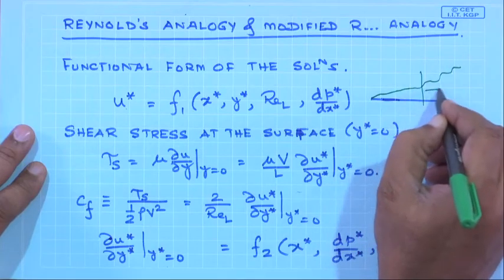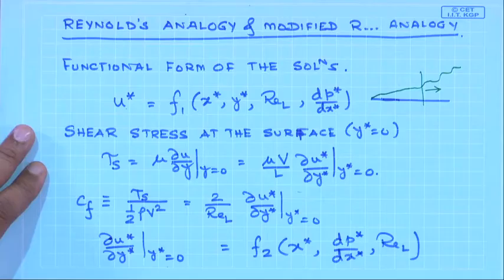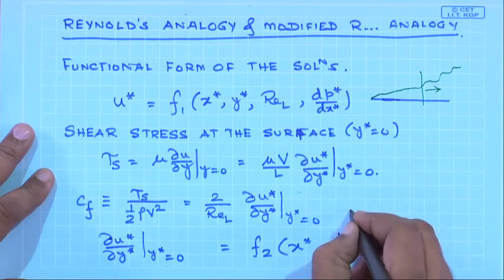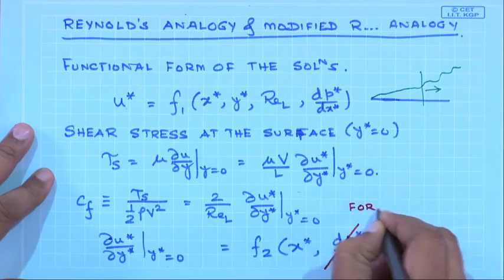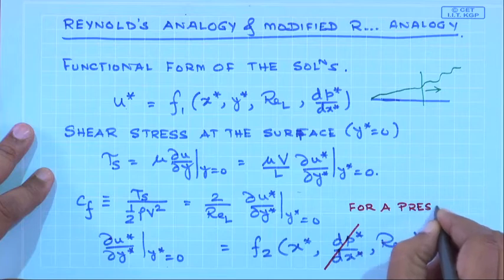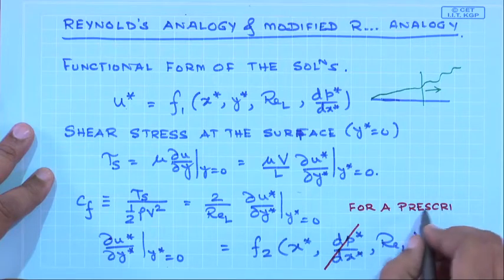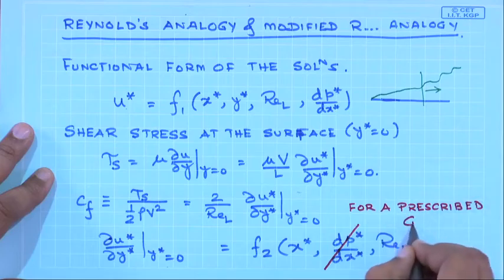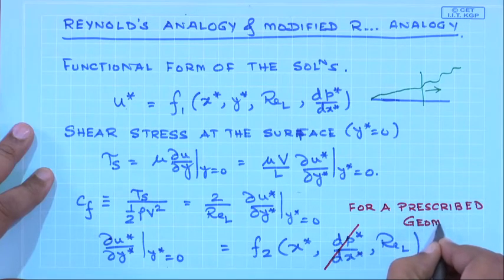Now, this is the flow, this is a flat plate over which the flow is taking place, and this side is the turbulent flow. Now, if the geometry is prescribed, then you would be able to obtain dp star by dx star separately. So, this is for a prescribed geometry. I will expand on it in a moment.